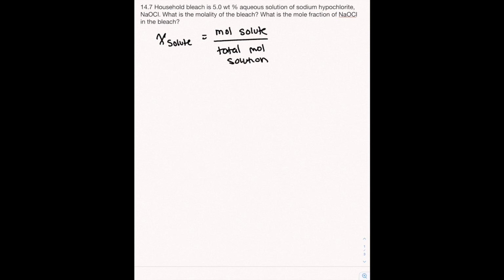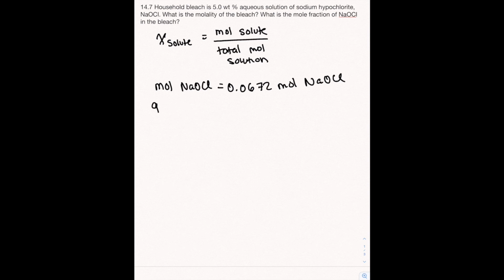So we already know the amount of moles from the previous part of the problem when we were solving for molality. So we know that the moles of NaOCl are 0.0672 moles. But we don't know the amount of moles of water. So let's solve for it.